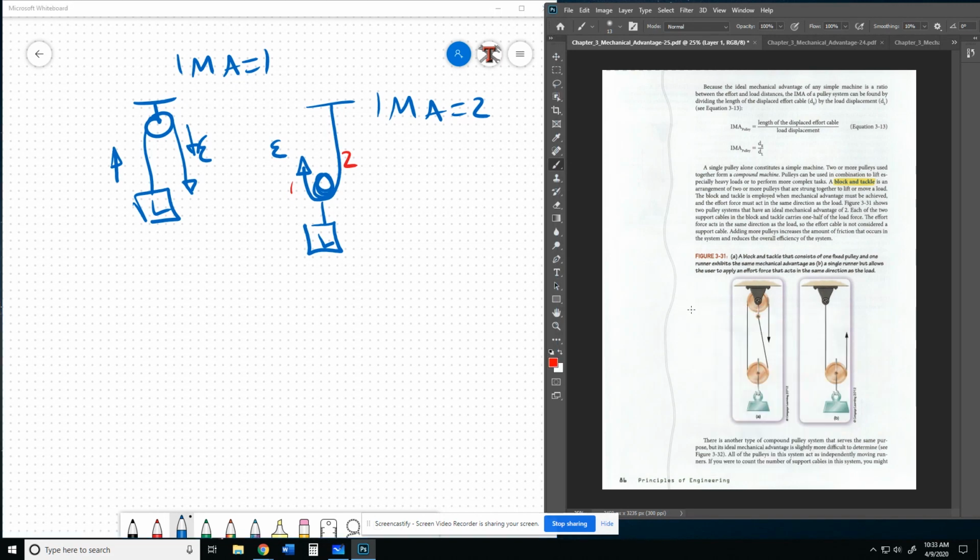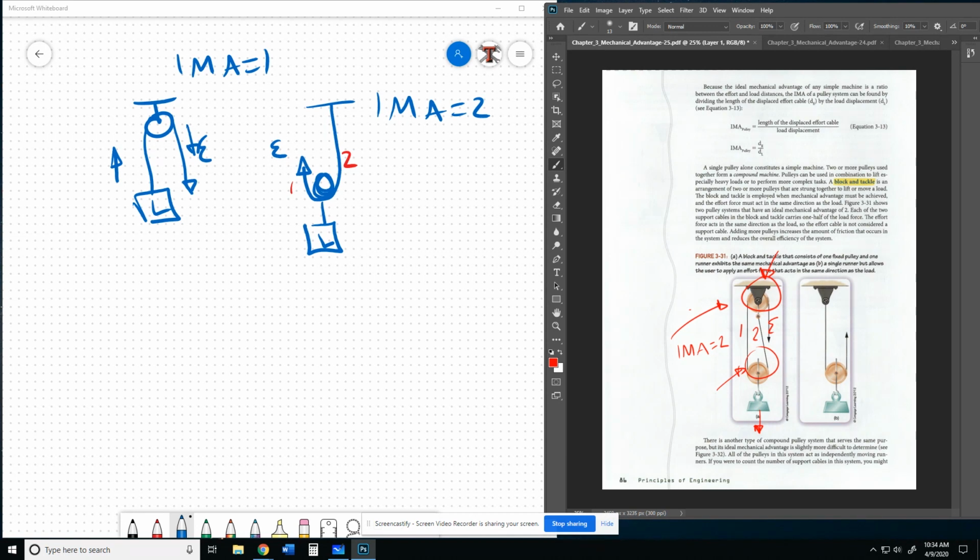And that's what this guy here on the right shows. This is called a block and tackle. It is not a football terminology, but what it does have is a fixed pulley and a movable pulley that is connected to our load. Our effort is still here, and we have our 1 support cable and our 2nd support cable. So we know that this particular setup gives us an IMA equal to 2. That is called a block and tackle. You have your block right here, and you have your tackle right here. That's the name of it. So just keep that in mind.